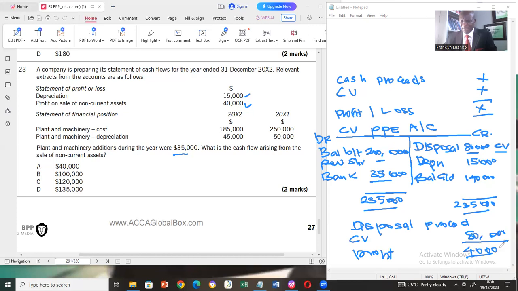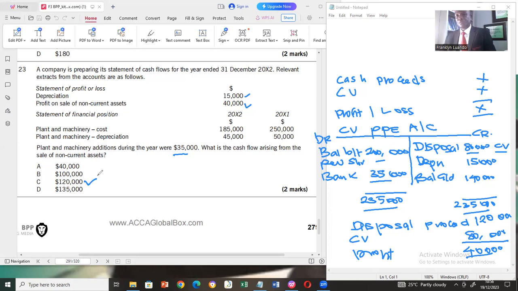We said that there is a profit when the proceeds is greater than the carrying value. So if it's to be greater, then you add 80 plus 40. The disposal proceeds will be 120,000. And from the objectives there, we have C as the answer.